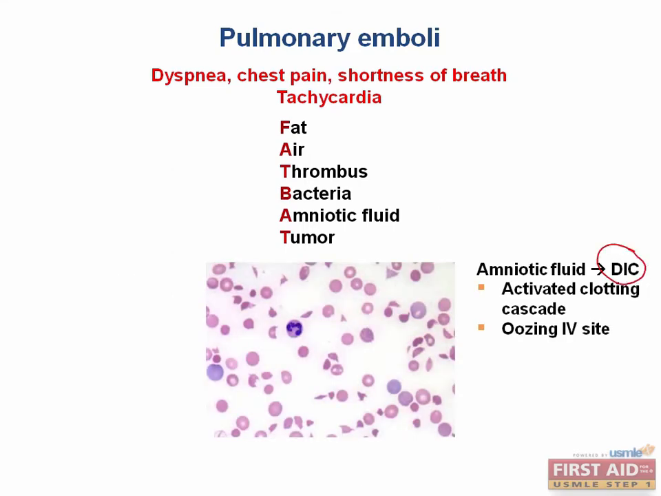So what is DIC again? Well, disseminated intravascular coagulation is widespread activation of the clotting cascade leading to bleeding, bruising, and kidney failure. The classic tip-off on any boards question is blood oozing from all IV sites. Now, this peripheral blood smear shows schistocytes and helmet cells in a patient with DIC.